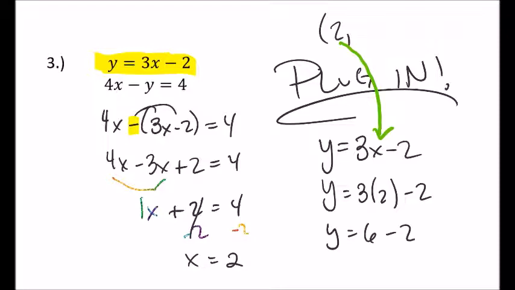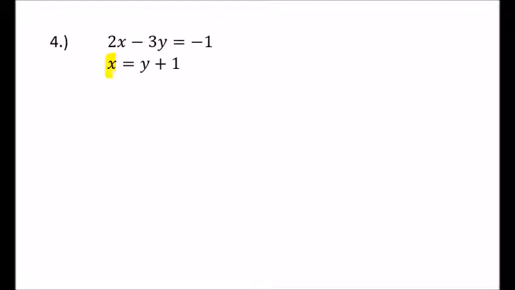Y is equal to 6 minus 2. Y is equal to 4. All right, another problem where it's not just x equals 1. Instead, it is x is equal to y plus 1. So every single time I'm going to see an x, I'm going to get rid of that x, and I'm going to put in y plus 1. This right here is y plus 1.